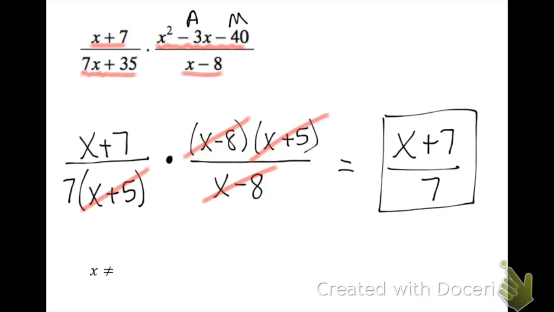And then we need to look for our excluded values of x, so what x can't be. Right here, x can't be negative 5, and right here, x can't be a positive 8. Again, the numerator doesn't matter. It's all about making the denominator not equal to 0. Make sure that you check your final answer as well for anything in the bottom that x can't be, but since it's just a 7 without an x, we're good to go.